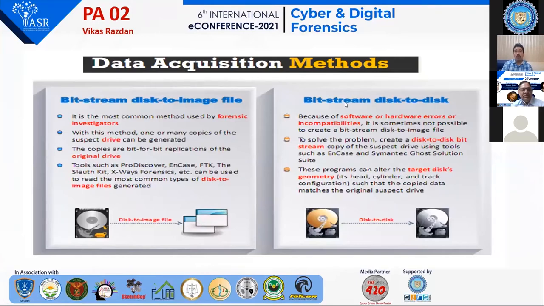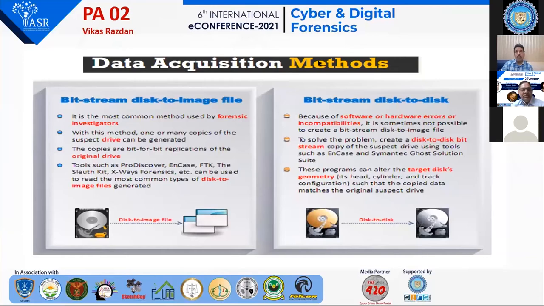Now the question arises: what are the methods of data acquisition? If we go through static data acquisition, there are two types: disk to image, and disk to disk image. Disk to image is the method most commonly adopted by forensic investigators to acquire the data, meaning to make an image of the hard drives. Sometimes, due to errors, this cannot be done, and then we can use the disk to disk bitstream data acquisition method. Various hardware and software tools can be used for either live data acquisition or static data acquisition.